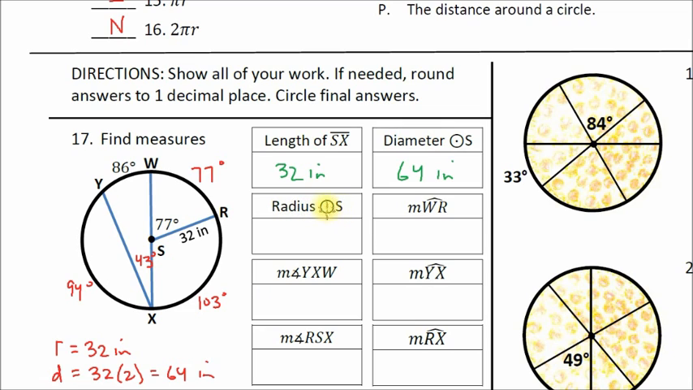The question now here is, what's the radius of circle S? Well, that's the same as the length of SX. It's the same as the length of SR. It's going to be 32 inches. The measure of arc WR, we already figured that out, is 77 degrees.